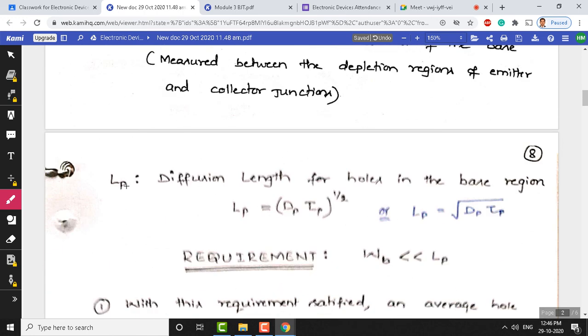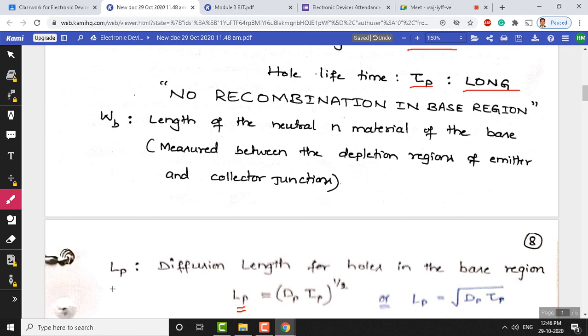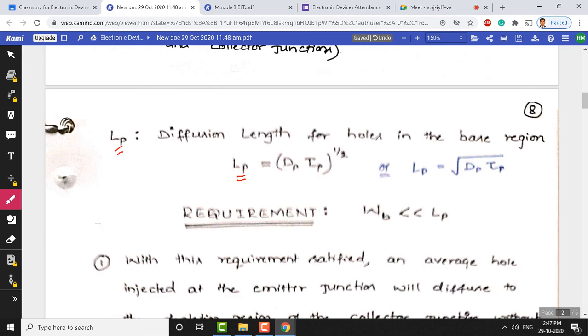Okay. LP is nothing but the diffusion length for holes in the base region. This LP is very important because this LP should be very much large compared to the WB. That's the reason we are defining WB and LP here. So, we will have different conditions, cases here. We will discuss this a little bit later. What cases we will come across, we will just illustrate here itself.